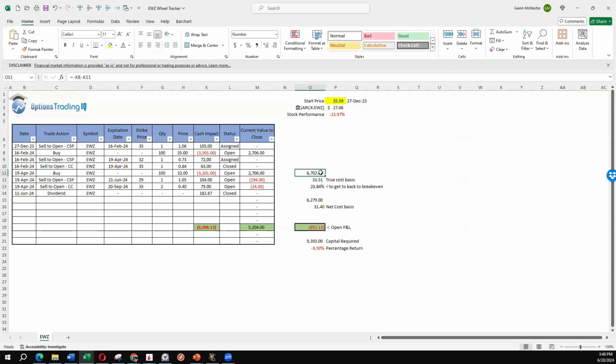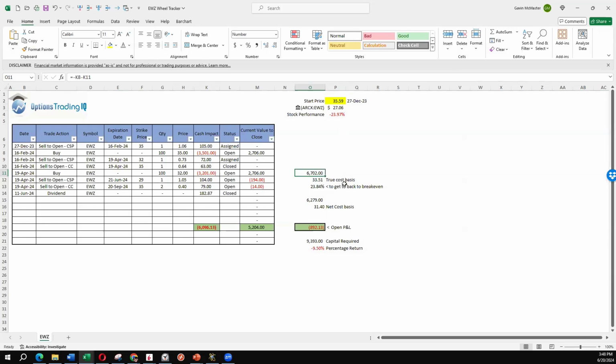So if we just do some quick calculations, you can see the stock's down about 24%. We're only down about 9.5%. So we're down, but it is outperforming. And if the stock starts to bounce back, that's where we'll start to really see some outperformance and see this trade turn back into positive.